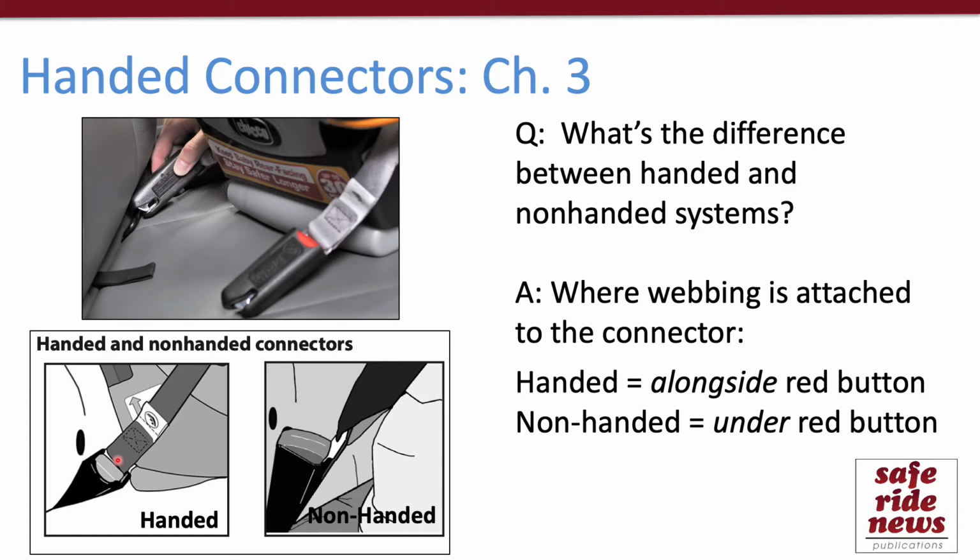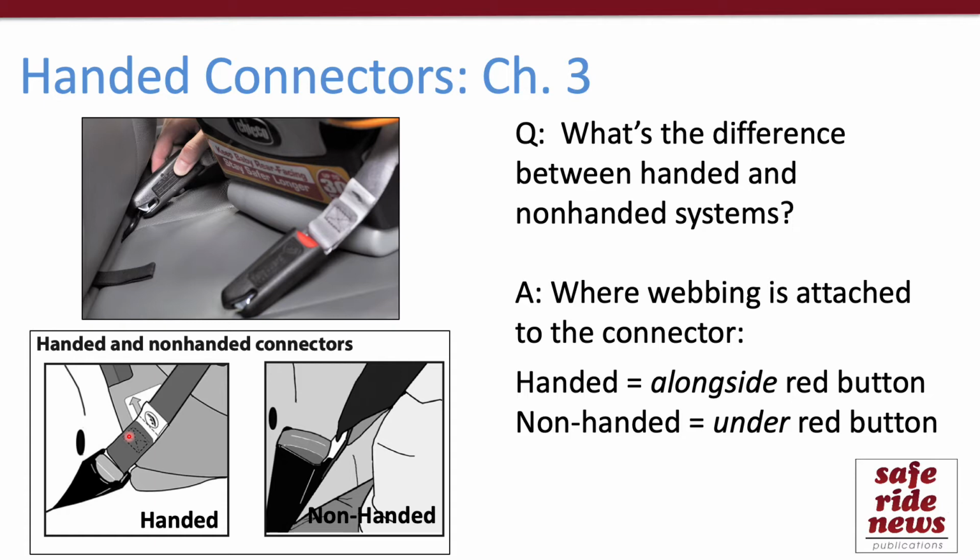And then you can see the same type in the photo above as well. So this is a key fit, right? And it only has one belt path, so it has this regular handed connector on it. But on a convertible car seat, when you switch sides, when you switch modes, you'd have to switch the direction.